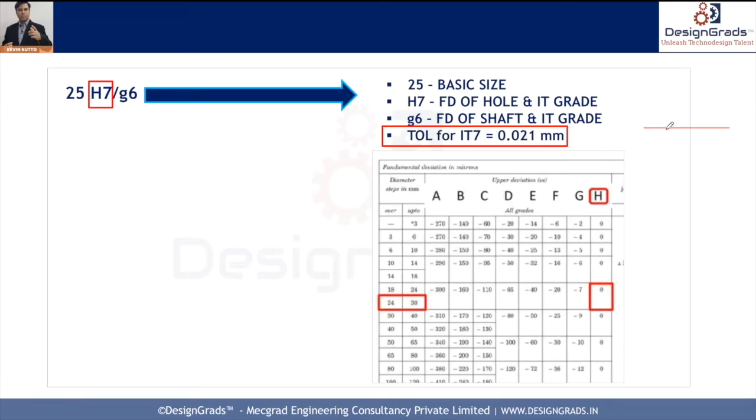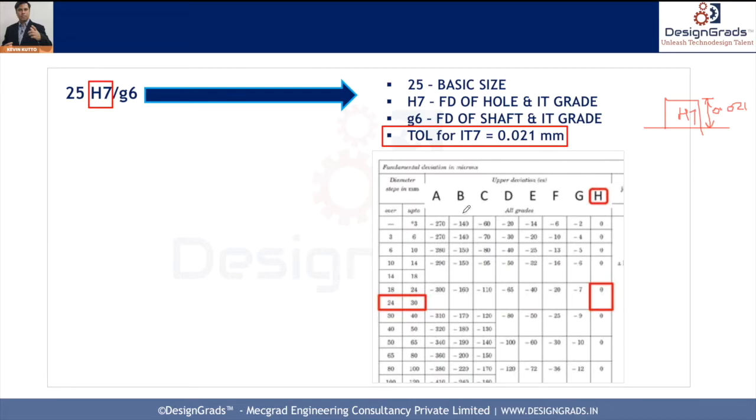So here we have the H7 block, okay? We already calculated this tolerance, that means we know the height of this block, which is 21 microns, which is 0.021 mm, okay? Now I have to calculate the fundamental deviation. What is the fundamental deviation here? 0, right? But still I want to show you how we can find it out.